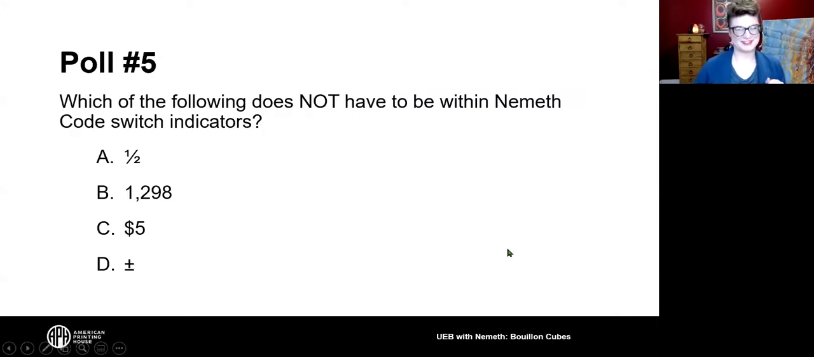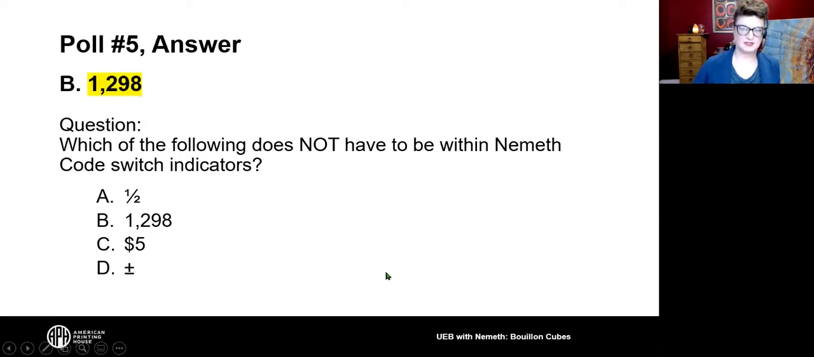We just talked about bubbles at length. So if you're looking at another question here, we have: which of the following does not have to be within Nemeth Code switch indicators? Is it the fraction 1/2, the number 1,298, the number 5 with a $ sign before it, or the plus minus symbol? It's the simple unmodified number 1,298. That's a lot like the 525,600 that we saw earlier. It has a comma, but it's not combined with a monetary symbol or a symbol of operation. It can just be in UEB.